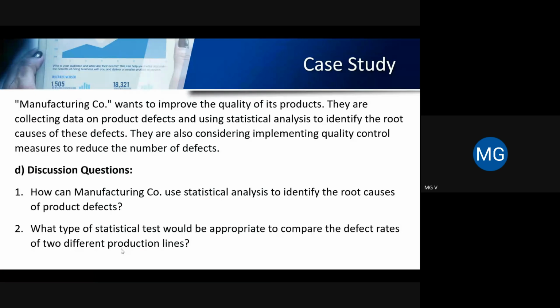What type of statistical test would be appropriate to compare the defect rates of two different production lines? Correlation and regression analysis. Okay, anything else? Any other option? Compare the defect rates of two different production lines. Which one? An independent sample t-test would be appropriate to compare the means of two independent groups. T-test is appropriate. Yes, independent sample t-test.